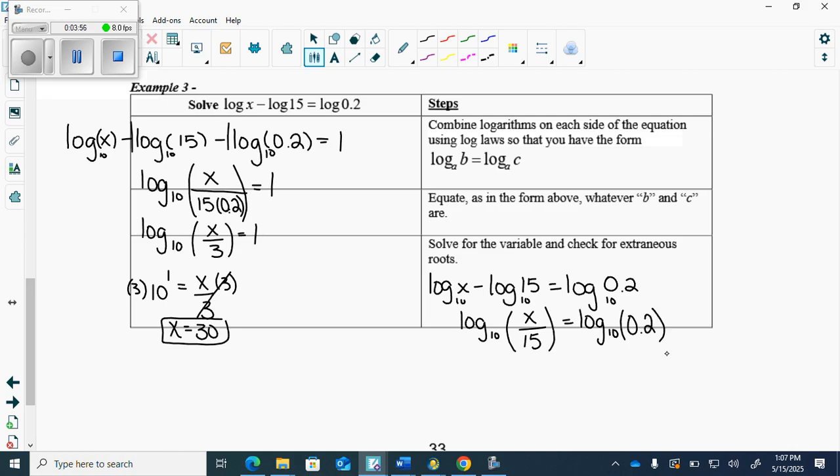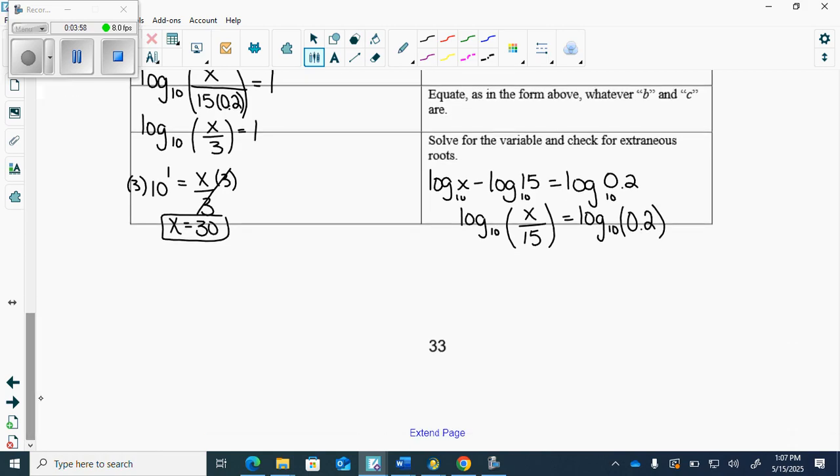If that's true, what can you tell me? Log base 10 of x over 15 equals log base 10 of 0.2. Yes, x over 15 equals 0.2. If log base 10 of something equals log base 10 of something, then the somethings are equal. Multiply by 15.